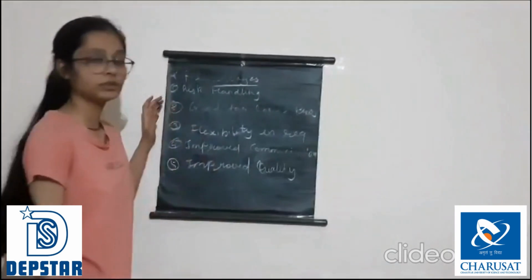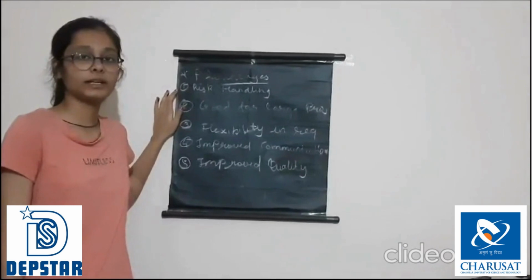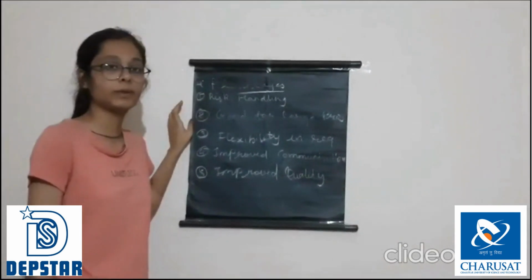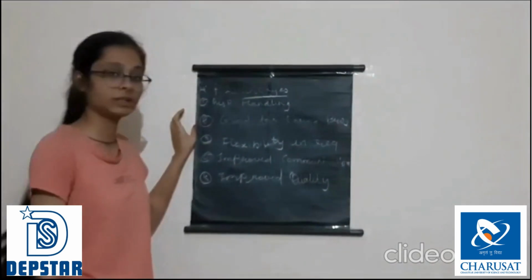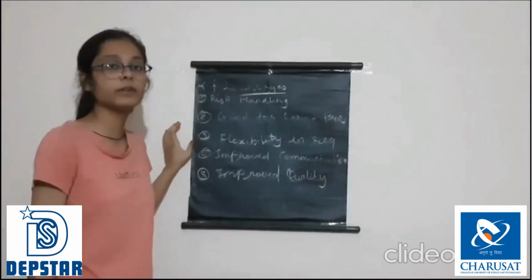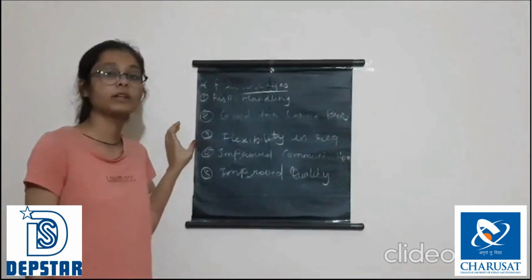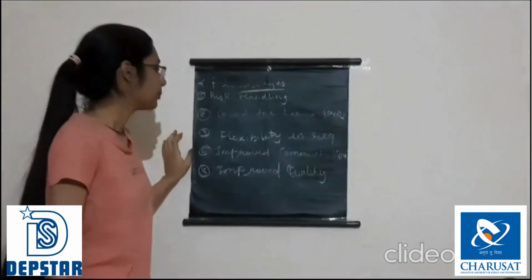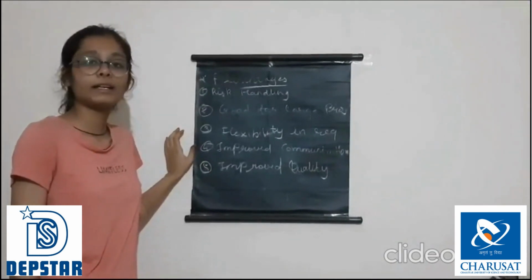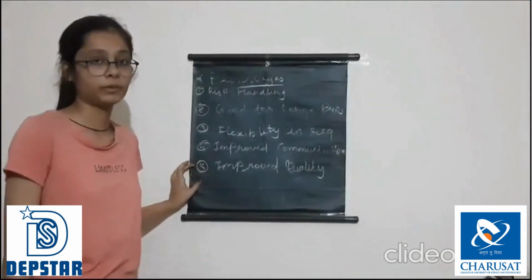These are some advantages of spiral model. First, risk handling. Spiral model is best known for its risk handling. It resolves unknown risk. Second, good for large projects. Since they are expensive, they are good for large projects and not suitable for small ones. Third, flexibility in requirements. Whenever we want to change some requirement, it can be done easily with the spiral model. Fourth, it improves communication between the client and the system development team, and fifth, it also improves the quality of the project.